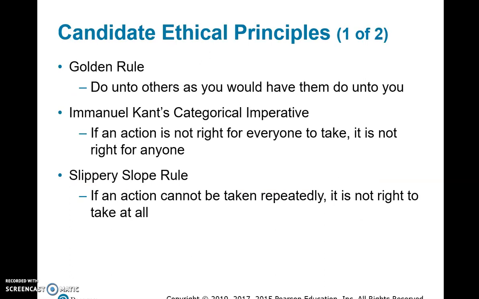There are some ethical principles that we have. One is the golden rule: do unto others as you would have them do unto you. That is a good old golden rule. The second one is when Immanuel Kant, the philosopher, said, if an action is not right for everyone to take, it is not right for anyone.